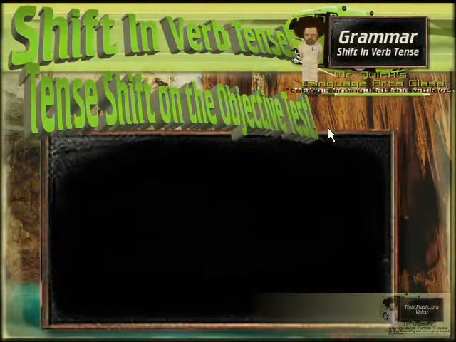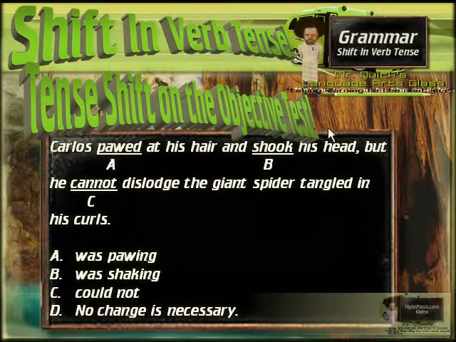Okay, so let's do one more, and then we're going to call it a day with this objective test. Carlos pawed at his hair and shook his head, but he cannot dislodge the giant spider tangled in his curls. Let's see how many clauses we got here. Carlos pawed at his hair and shook, we got a compound predicate there. Next clause, but he cannot dislodge the giant spider tangled in his curls. So we have two clauses. Then we got a compound predicate with two verbs, and the two verbs in the compound predicate are past tense.